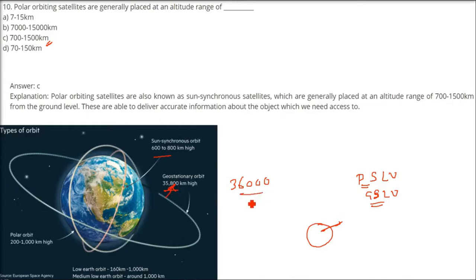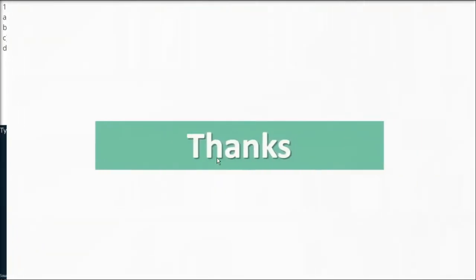This is the geostationary orbit. It has the same orbit time as Earth. Then we have the polar orbit, which is 200 to 1000 kilometers. This is an approximate idea, but in option C there is a range which fits with polar orbit. That is why the answer is C.